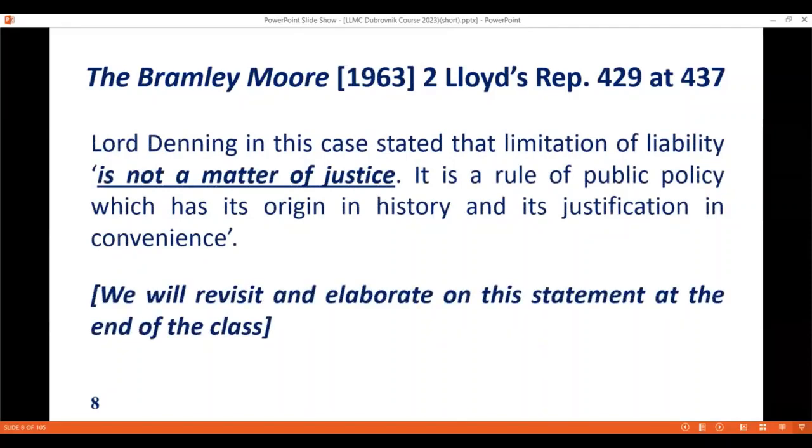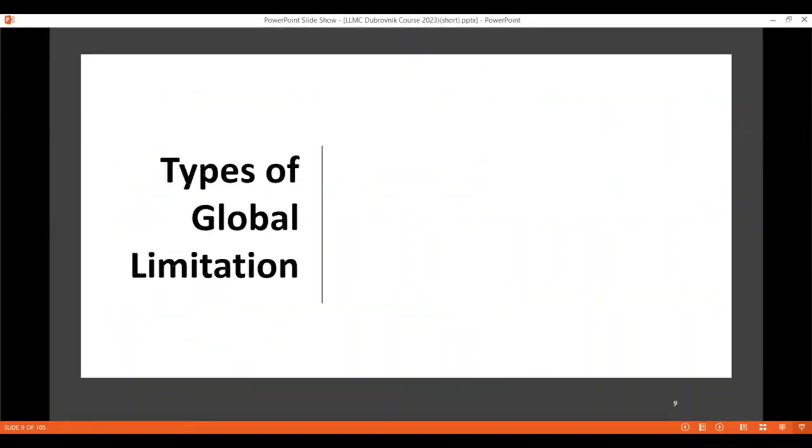Now, one of the things is that imagine that the Ever Given, as we say, was 916 million in claims and only 100 million paid. You say, is there justice in this? And Lord Denning, when he discussed the Bramley Moore, didn't think so. He said that limitation of liability is not a matter of justice, it is a rule of public policy that has its origins in history and its justification in convenience. This is one of the most celebrated passages on limitation of liability. Whether I agree or not, we will revisit this at the end of this section of the class.